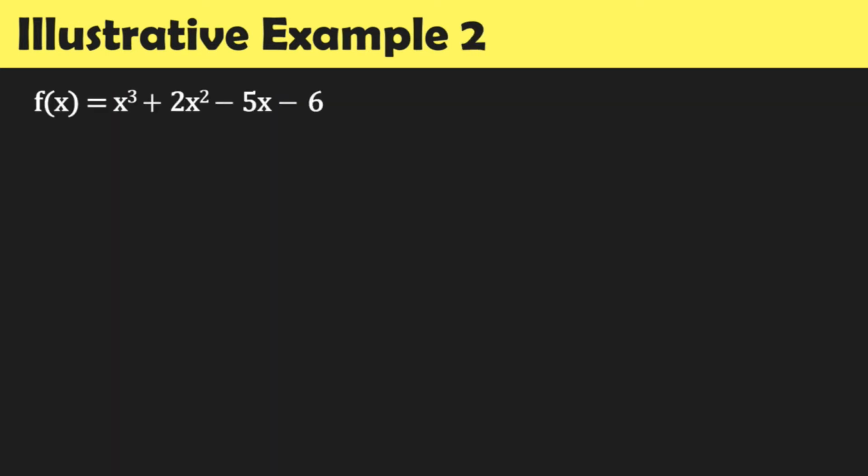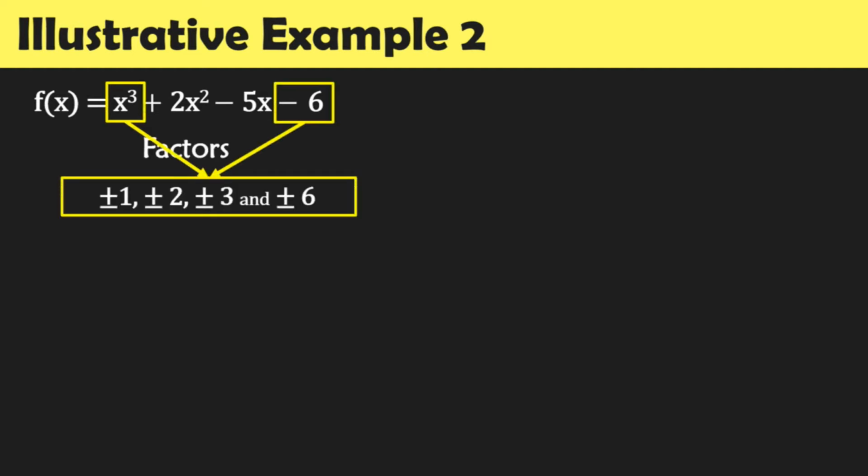Next, let's have our illustrative example 2. f of x is equal to x cubed plus 2x squared minus 5x minus 6. By means of rational zero theorem, these are the possible factors of our given function. We have positive or negative 1, positive or negative 2, positive or negative 3, and positive or negative 6. And at this point, we will use synthetic division to evaluate each possible zero until we find one that gives us remainder 0. And now, let's begin with negative 1.